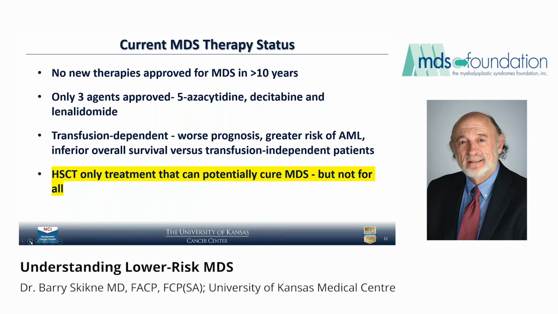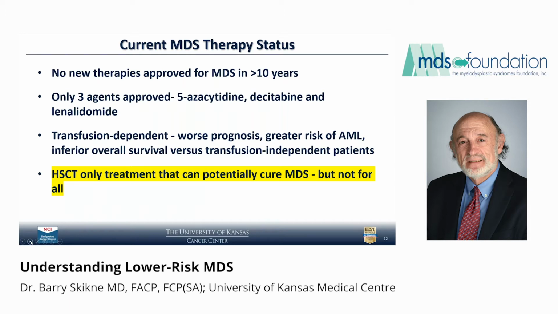So another point of importance: if a patient develops transfusion dependency, certainly of red cells as well as platelets, the prognosis is much worse. These patients will have a greater risk of developing acute myeloid leukemia, and they have an inferior overall survival versus patients who don't require transfusions.